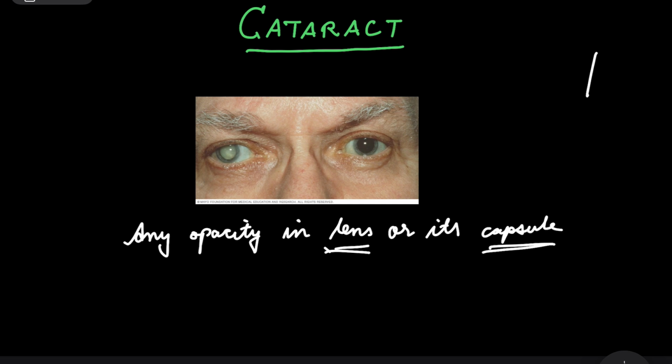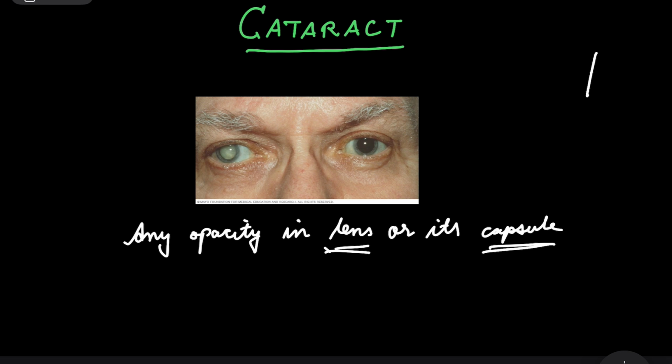I have this question as well, but in every standard textbook of ophthalmology, including my own ophthalmology professor, has mentioned that this is the norm of defining it. So even I am not really aware of why this is the definition, but it is what it is. If you know this, maybe you can let me know in the comments below. It would be very helpful. Anyways, getting back to the video. So any opacity in the lens or its capsule is known as cataract.